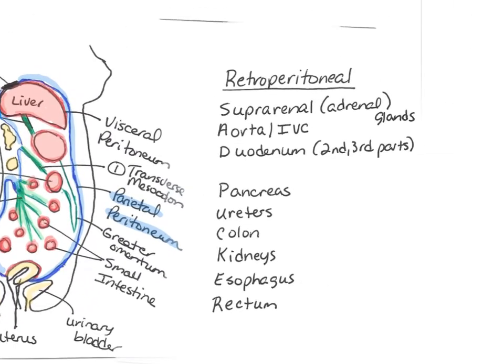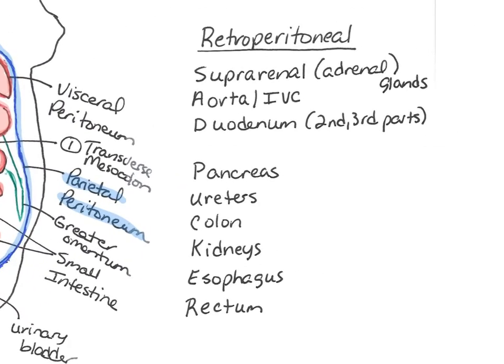There is a mnemonic that you can use. You do need to know which organs are considered retroperitoneal. So the mnemonic is SAD PUCKER.